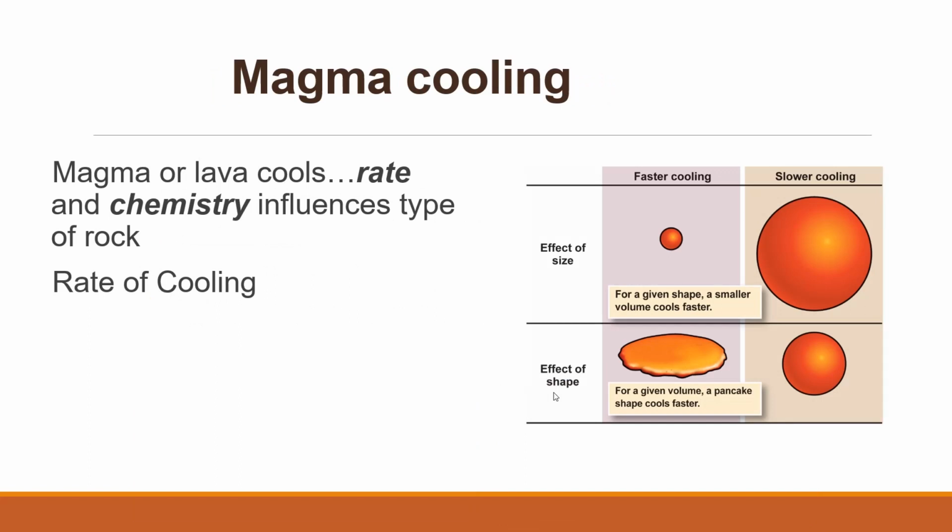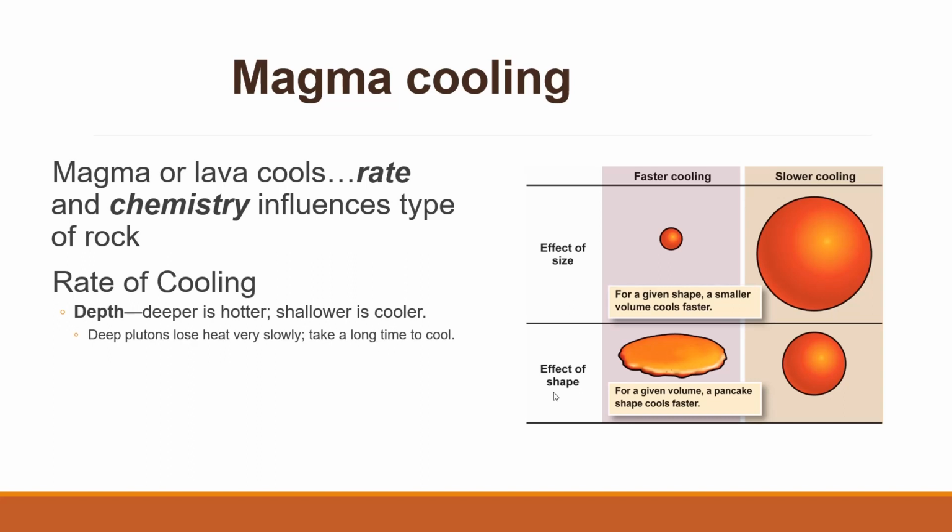As magma cools, the rate and the chemistry are going to influence the type of rock. Again, the deeper a magma is cooling, the hotter the temperatures, therefore the slower the cooling, and so the larger the crystals. I'm saying this backwards. Deeper is hotter, so it will have a long time to cool, so we'll get big crystals. Shallow is cooler, so it will cool fast, so we'll get small crystals.